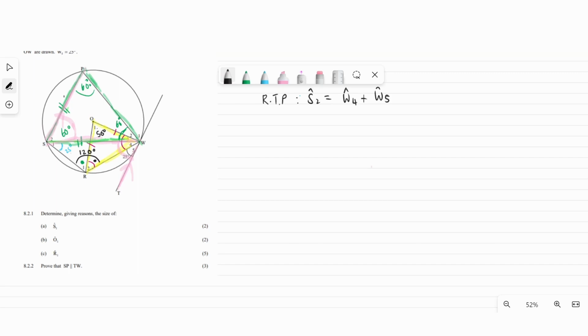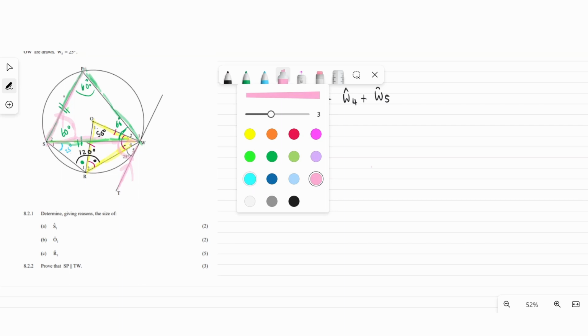So what I need to do is find W4, because I already have S2 as being 60. I already have W5 as being 25. What I don't have is W4, right? So I need to find the angle of W4. To find the angle of W4, let me create a triangle.